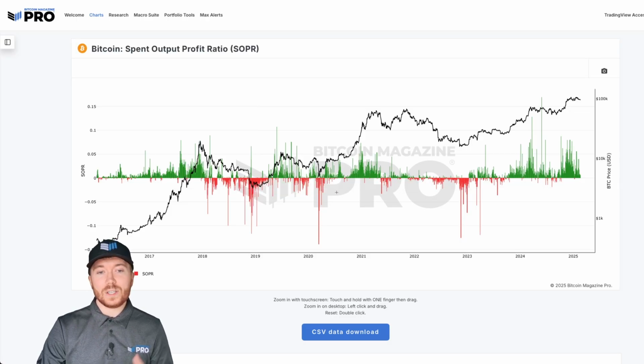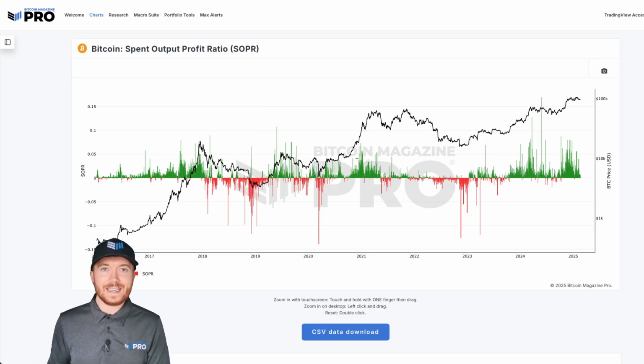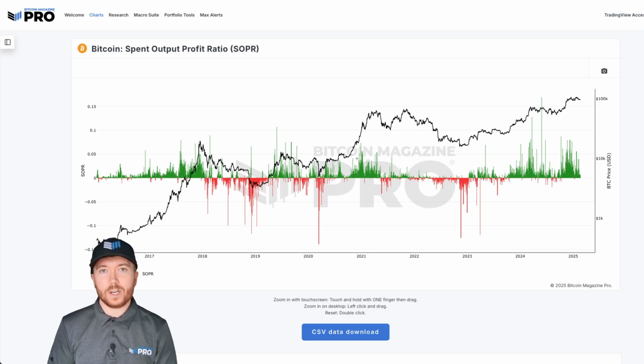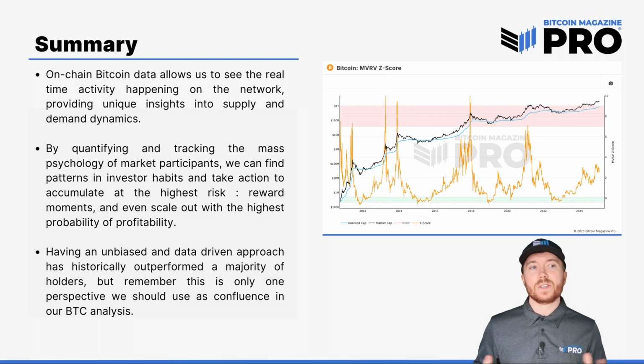And again, when we see a huge amount of realized profits, even if you're seeing sentiment on social media and other platforms really positive and really bullish, you really need to focus on the underlying data to see the actual health of the network. And once we look at all of these data points in unison for confluence, it really gives us a good X-ray vision of how BTC is doing and what's likely to occur over the coming days, weeks, and months. So just to summarize, on-chain Bitcoin data allows us to see the real-time activity happening on the network, providing unique insights into the supply and demand dynamics of Bitcoin.